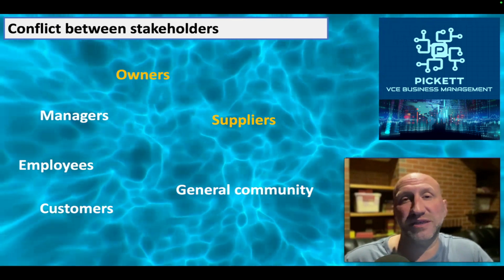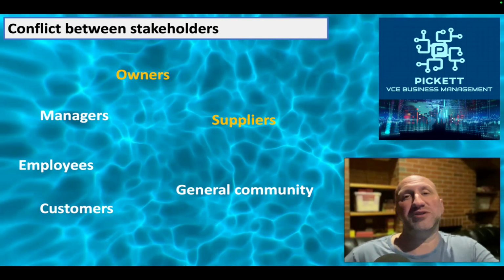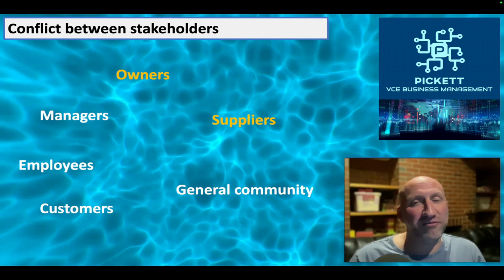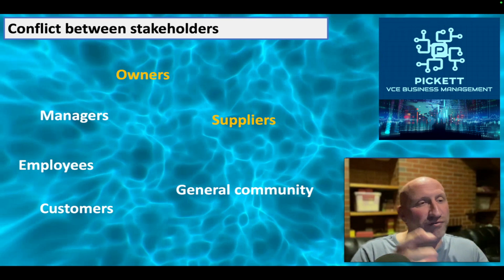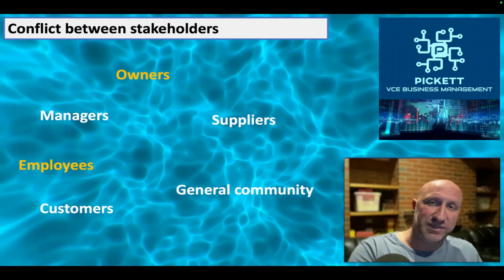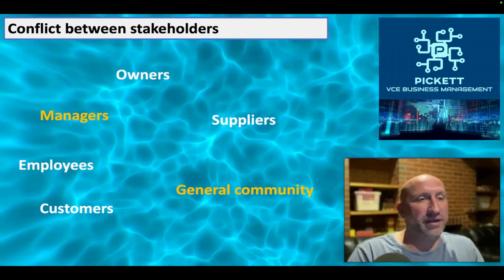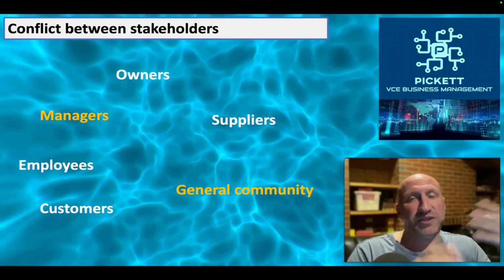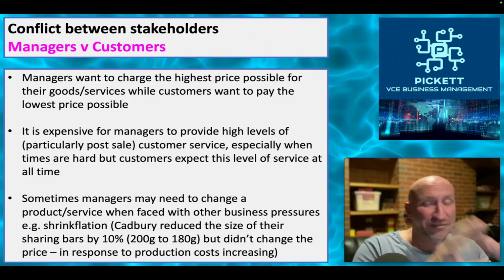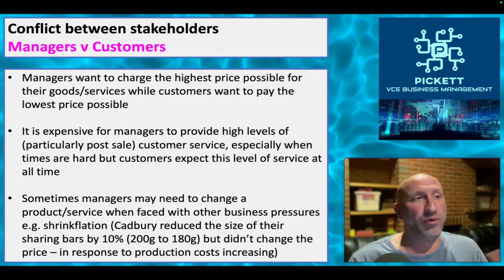Similarly, the owners of a business are going to have different interests from the suppliers to a business. And again, there might be some kind of conflict between the interests of those two particular stakeholders. Owners and employees similarly. So you could do this with multiple pairings here, okay? Managers, general community, so on and so forth. So let's give you some actual examples of some of these pairings to see how this works.